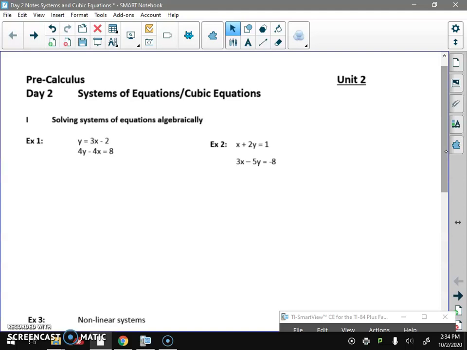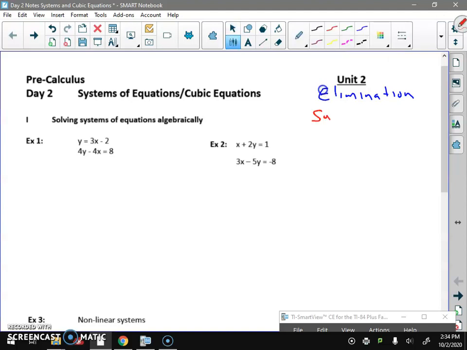How I'm going to solve this one, you should have 2 tools in your toolbox you should be very familiar with. That is elimination and substitution. And this being pre-calc, you should be good at both of them. Use the correct one at the right time.